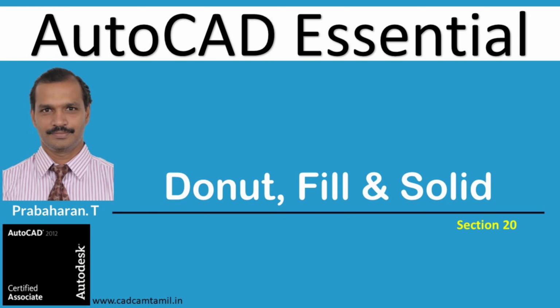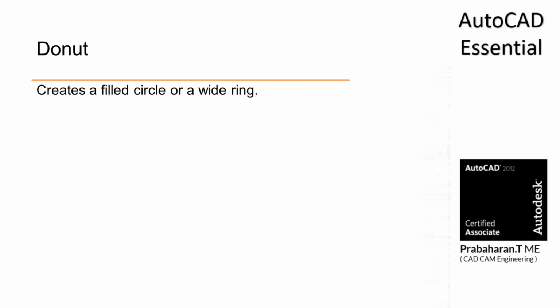This is our session number 20. We are going to discuss donut, solid and fill. Donut is the command we are going to use to create the filled circle and ring type circle.